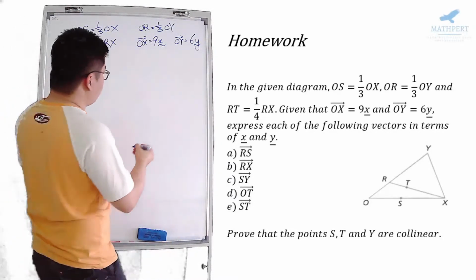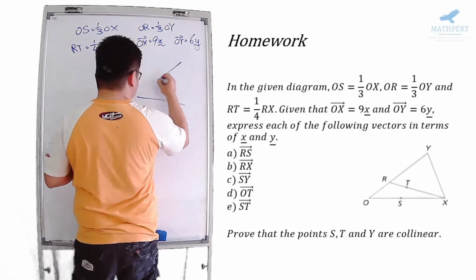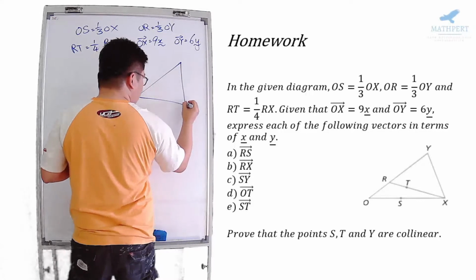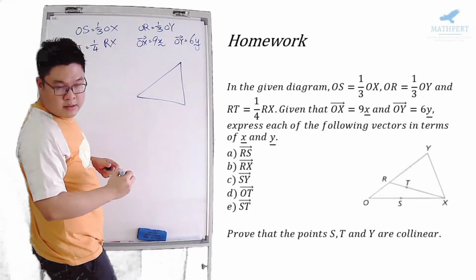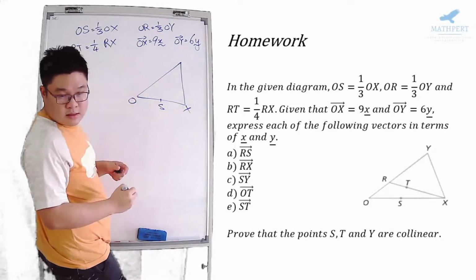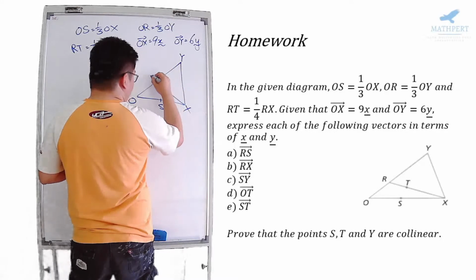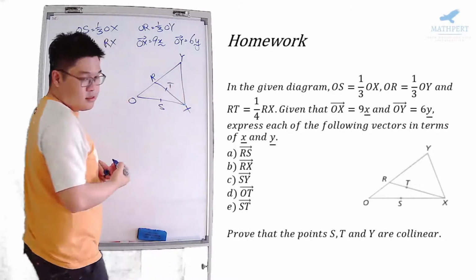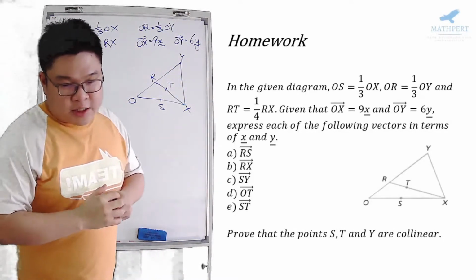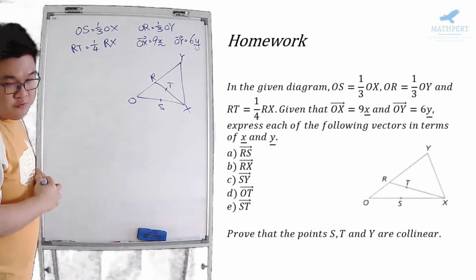So let me draw the graph. OS, X, Y, R, T. Express each of the following vectors in terms of x and y. So first one, RS.